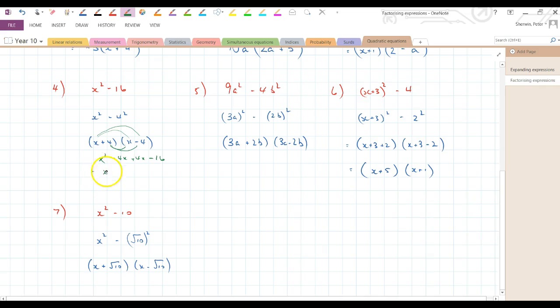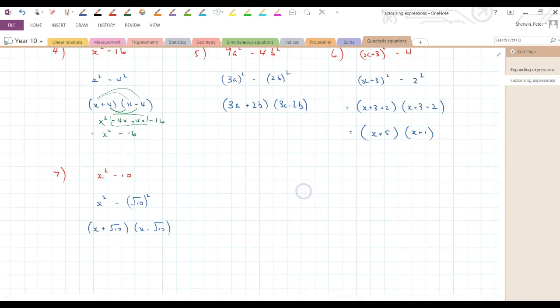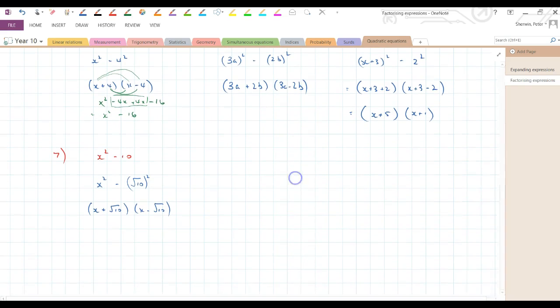So this is equal to x squared minus 4x plus 4x cancel. So they cancel each other out, those two. And so we're just left with x squared minus 16, which was our question. So that was just going full circle. We factorized it, expanded, got back to where we started. So that's the nature of those types of questions. Let's do one more example.